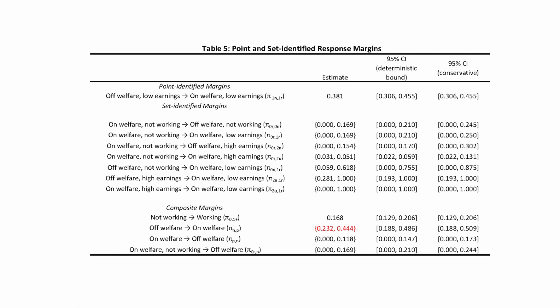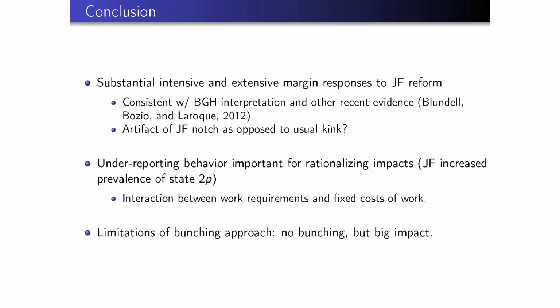How many people were kind of hassled off of welfare into not being on welfare? At most 17%. Okay, so I'm finding substantial intensive and extensive margin responses to reform. We needed underreporting behavior for the model not to be rejected. We didn't find any bunching, but nevertheless, there was a big impact, so that should be a cautionary note on people to think you could throw away the whole data set aside from the kinks.